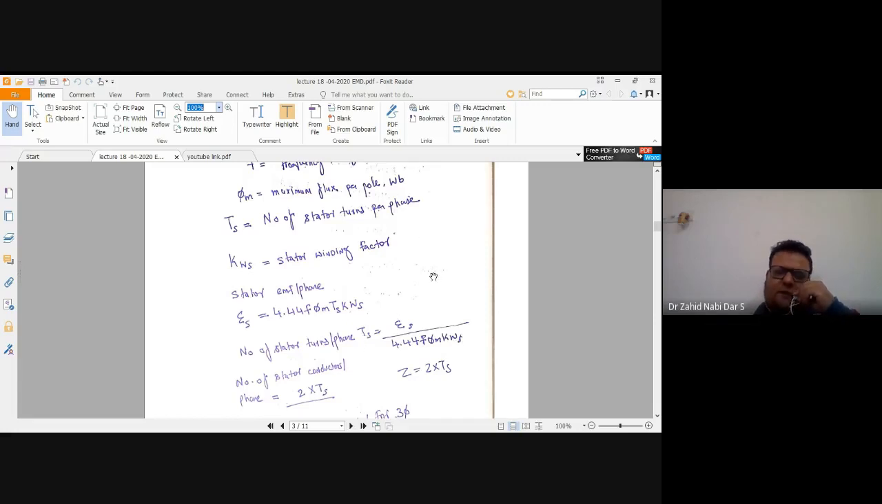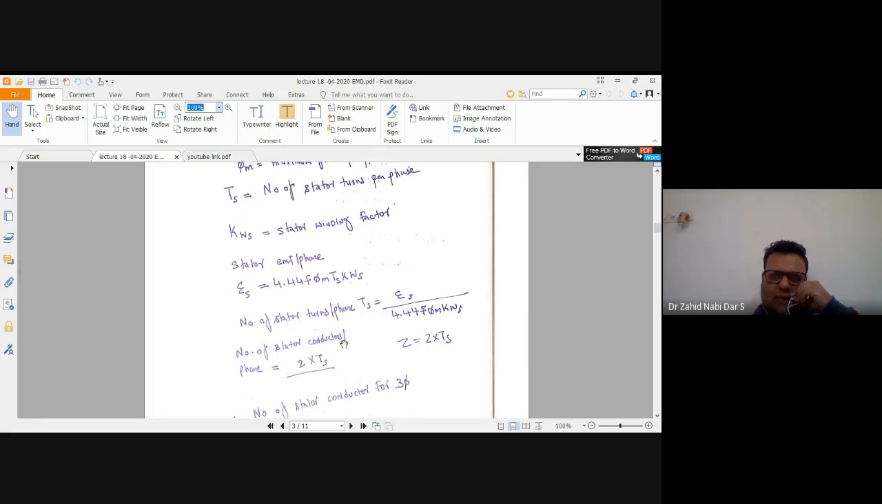Yesterday I explained that it is one turn, but one full conductor will have two turns. So if it is a single phase machine, for one turn the number of conductors is equal to twice Ts. So the number of stator conductors per phase would be twice Ts. Now in case it's a three phase machine, it would be 3 into 2 into Ts.